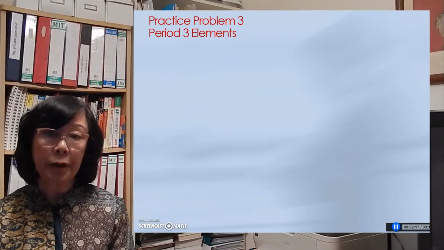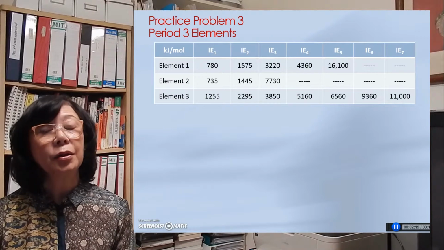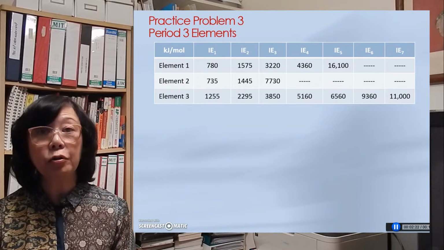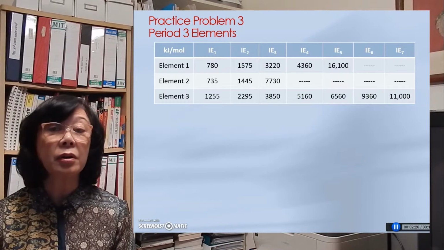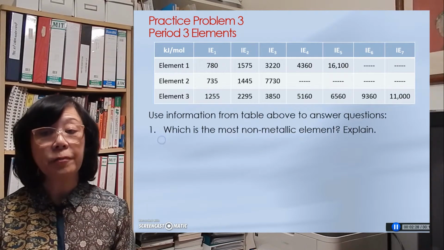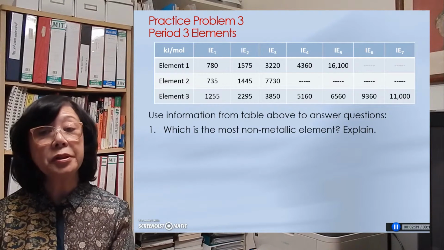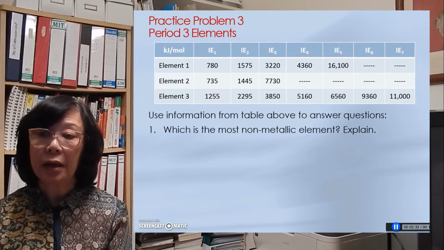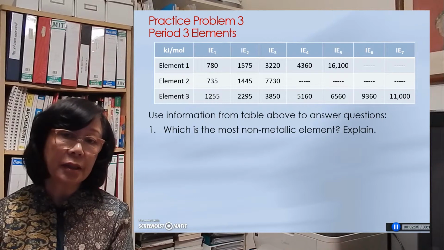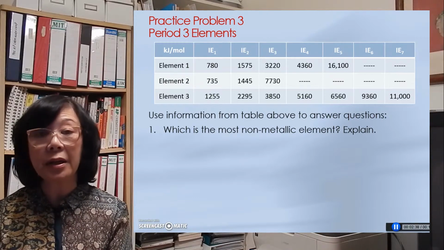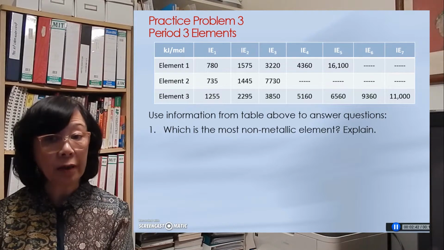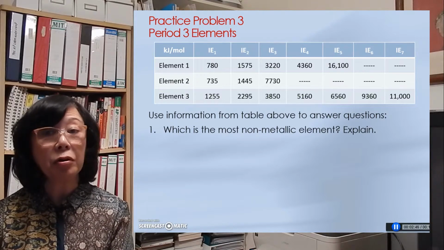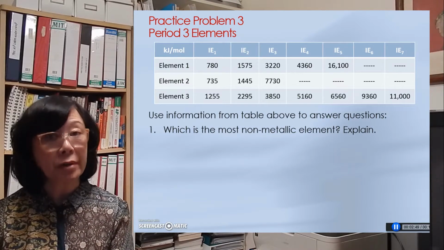Practice problem number 3. We are looking at 3 unknown elements. They all belong to period 3. Let's examine their ionization energy closely and answer the following question. Which is the most non-metallic element? Explain. As you can see, when you look at all 3 of them, element 3 would have the highest first ionization energy. Therefore, it probably lies more to the right-hand side of the periodic table, and is probably the most non-metallic in nature.